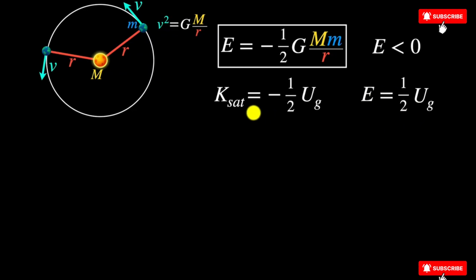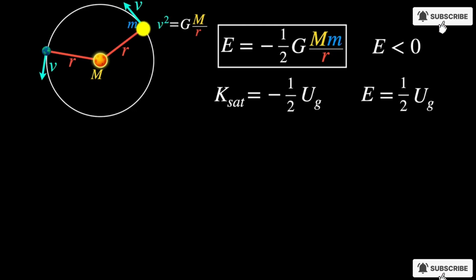But the second thing that we see is that the kinetic energy will always be negative half of the potential energy. That makes sense because for circular orbits, v is fixed. The planet needs to orbit with a very specific speed. So it makes sense that its kinetic energy should also be very specific, -1/2 of the potential energy.